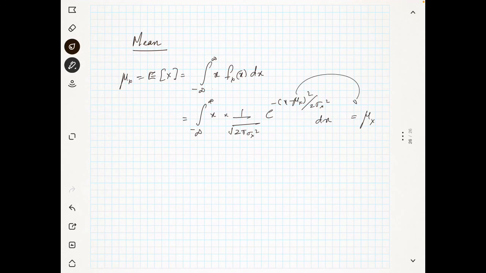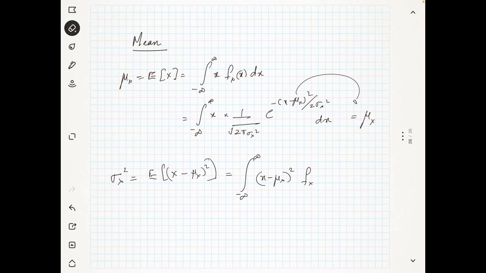Similarly, you can find the variance. Sigma x square is nothing but the expected value of (x minus mu x) the whole square. So you have to integrate from minus infinity to infinity, (x minus mu x) the whole square into fx of x dx. So this you will get exactly sigma x square.